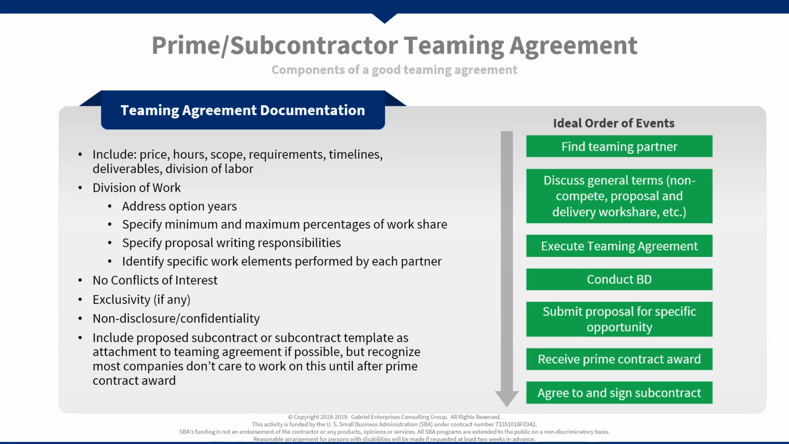This is an ideal schedule, and sometimes people do it a little differently, but ideally you want to have that teaming agreement in place before you submit your proposal, so you can have those terms defined for both parties. Then you receive the prime contract award, and then you sign the subcontract. Of course, you can be negotiating the subcontract during that whole process so that you're ready. If you have a good chance at award, you're ready to sign that right away and not have a delay. So it's a continual process of putting some of those terms in the big picture world, then putting them in the teaming agreement, then putting those into your subcontract, and carrying them through.